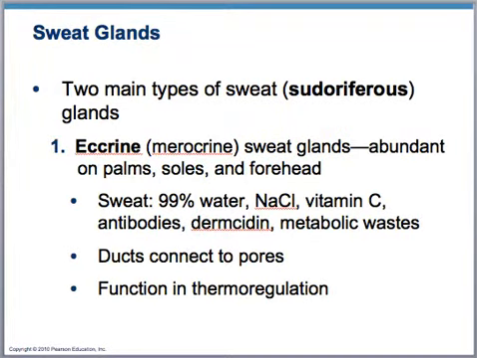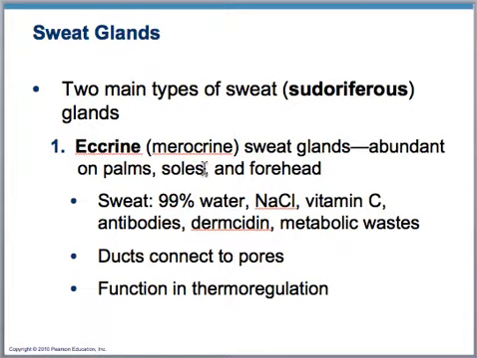So we have two main types of sweat glands. The fancy name for sweat glands is sudoriferous glands. Say that with me, sudoriferous. The first type of sweat gland is what we call eccrine or merocrine sweat glands. Remember that term merocrine from last unit. We talked about how this exocrine gland releases its product by exocytosis. Merocrine glands specific to sweat are called eccrine glands, and they're most abundant on our palms, soles of our feet, and on our forehead.